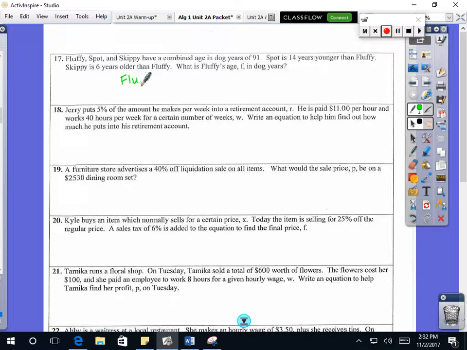Fluffy, Spot, and Skippy. Which dog do we know nothing about their age? Fluffy. I know nothing about Fluffy's age, and they tell me to call his age F. If Fluffy's age is represented by F, how could you represent Spot's age?